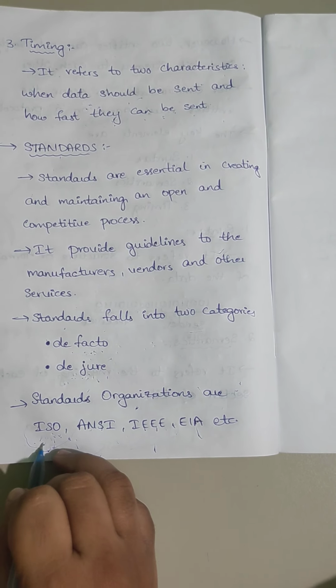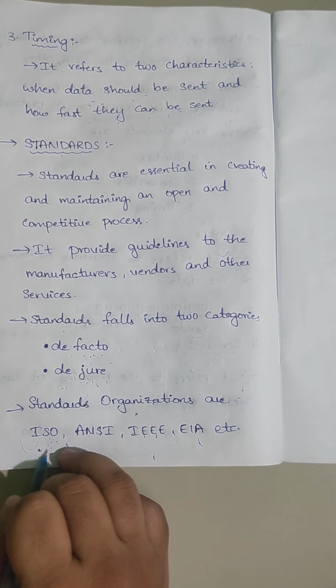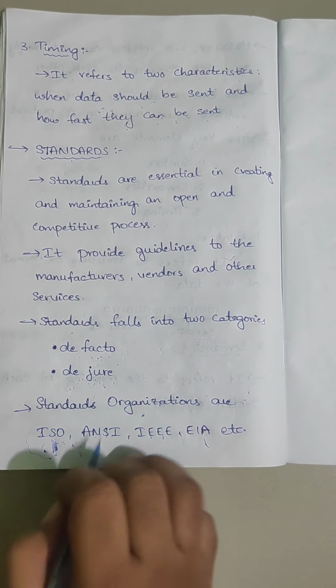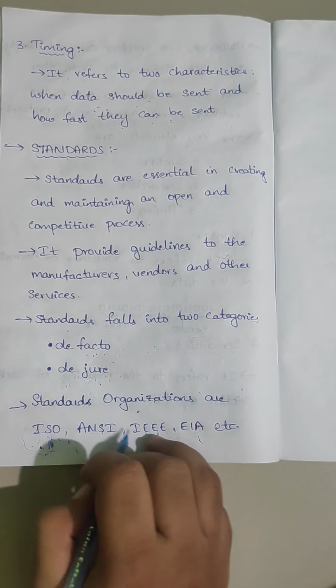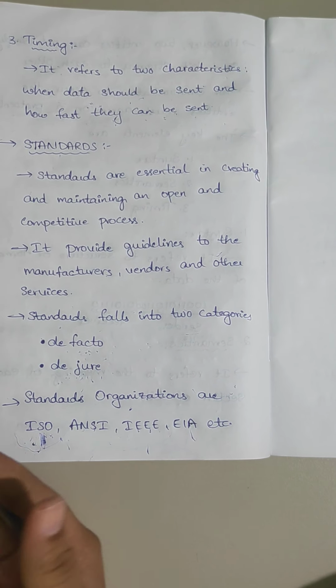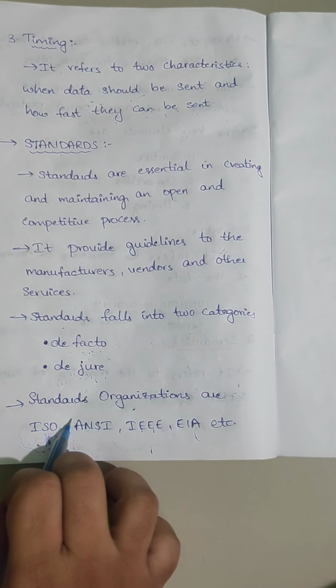And the famous model, the OSI reference model, was introduced by ISO in 1984. Like the OSI model, these organizations introduced many models. So these are the most useful standard organizations.